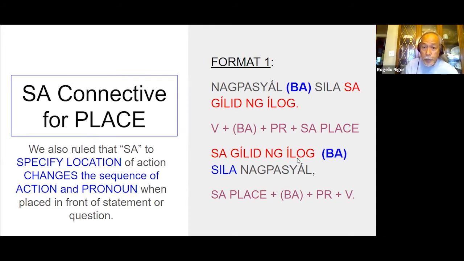But if you put the connective of place in front, sa gilid ng ilog ba sila nagpasyal? Okay? Then the action and the pronoun are interchanged. You do not say, sa gilid ng ilog nagpasyal ba sila? No. Sa gilid ng ilog ba sila nagpasyal? Okay? You see the ba there is changed.